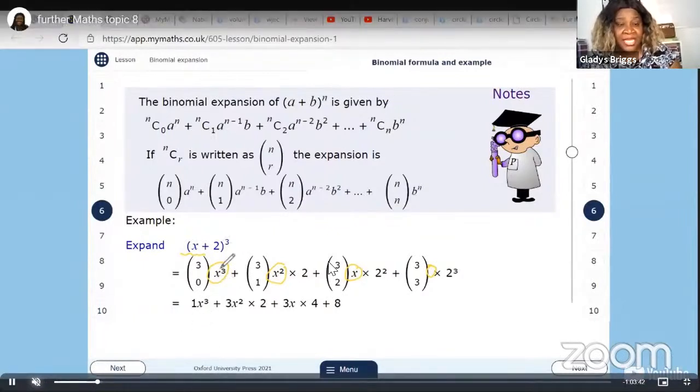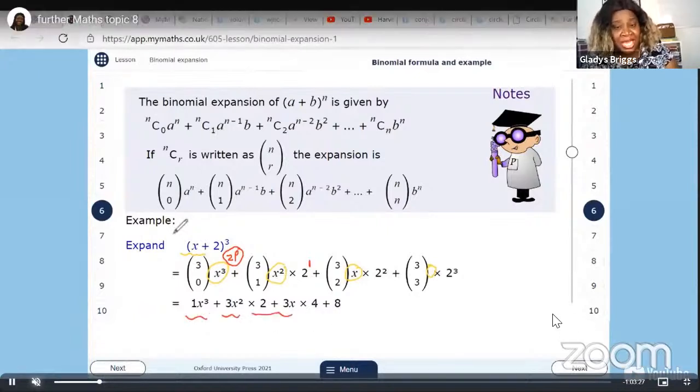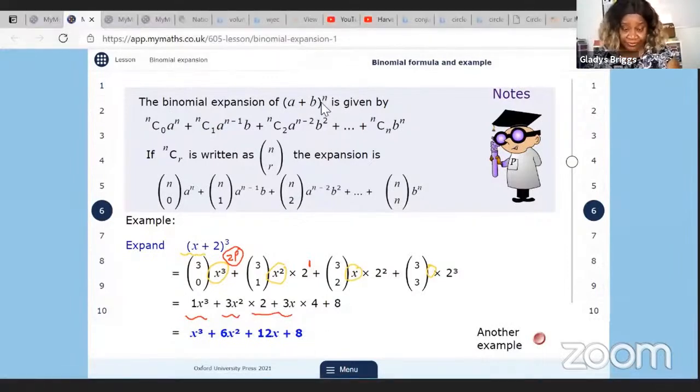Okay, to expand (x + 2) to the power of 3, you use 3 choose 0 for the coefficient, 3 choose 1, 3 choose 2, and 3 choose 3. For x to the power of 3, x to the power of 2, x to the power of 1, and x to the power of 0. Okay? And that's how you do it. Then for the other term, let me write it out. Maybe I will explain this one for you guys.